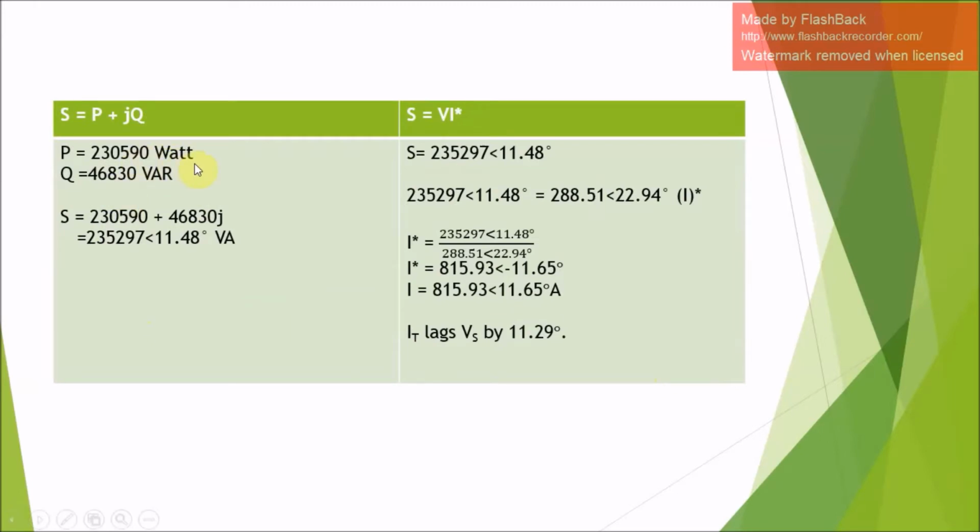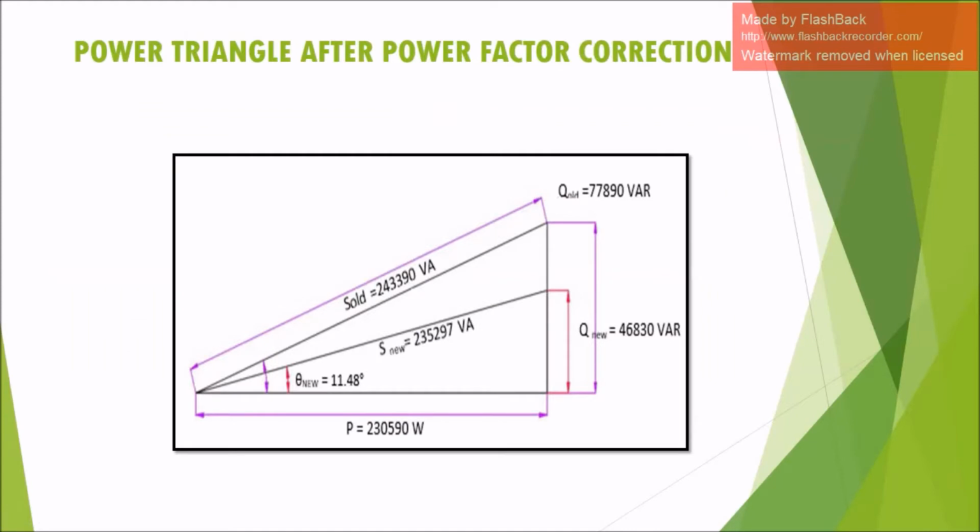This is the value of real power, reactive power, and apparent power of new after power factor corrections. The power triangle after power factor correction. So based on the picture, we can see the value of Q old and Q new. From the values calculated, the power triangle is created, and power factor correction is proved to help reduce power loss, since Q new and S new obtained are less compared to Q old and S old values.